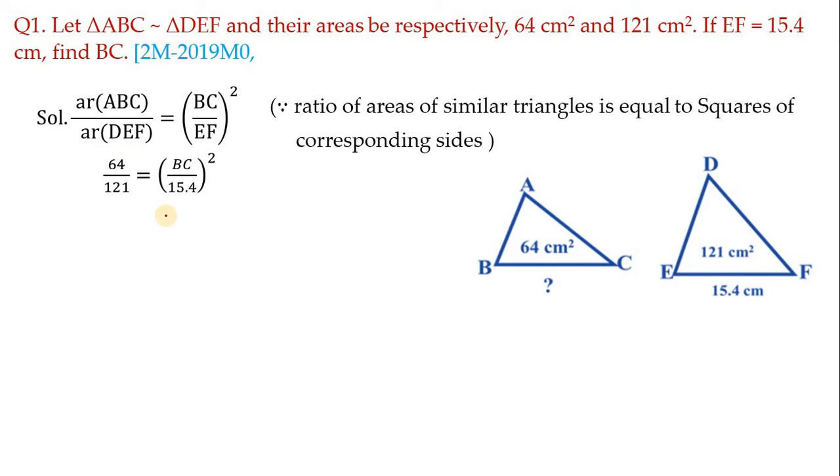Now a very important thing: look at the right side. Right side is in the form of a square. So is it possible to express the left hand side in the form of a square? Yes, exactly possible, because 64 is a square number and 64 we can write as 8 square, and 121 is also a square number, hence we can write it as 11 square. I hope you got how to write 64 by 121. We can write it as 8 by 11 whole square.